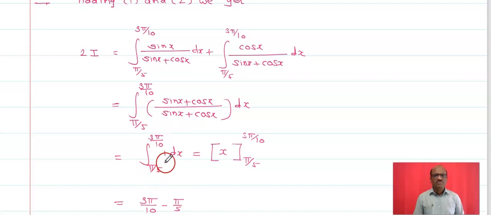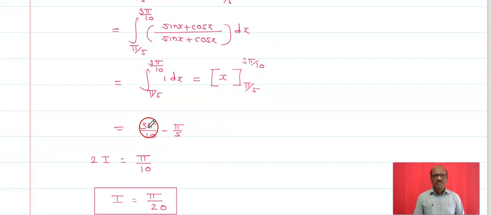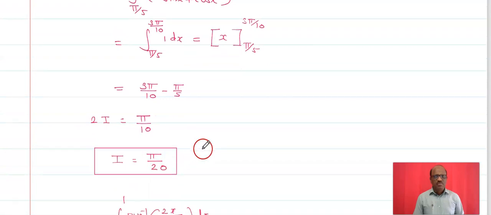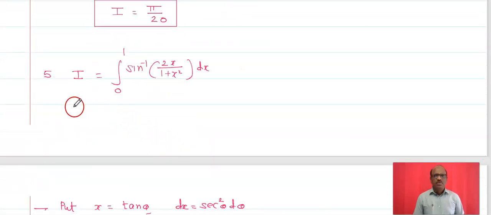The integral of this one is x. Lower limit is pi by 5, upper limit is 3 pi by 10, and then you will get 3 pi by 10 minus pi by 5. If you evaluate it, then you will get 2I is equal to pi by 10. And therefore I is equal to pi upon 20. Now the problem number 5.